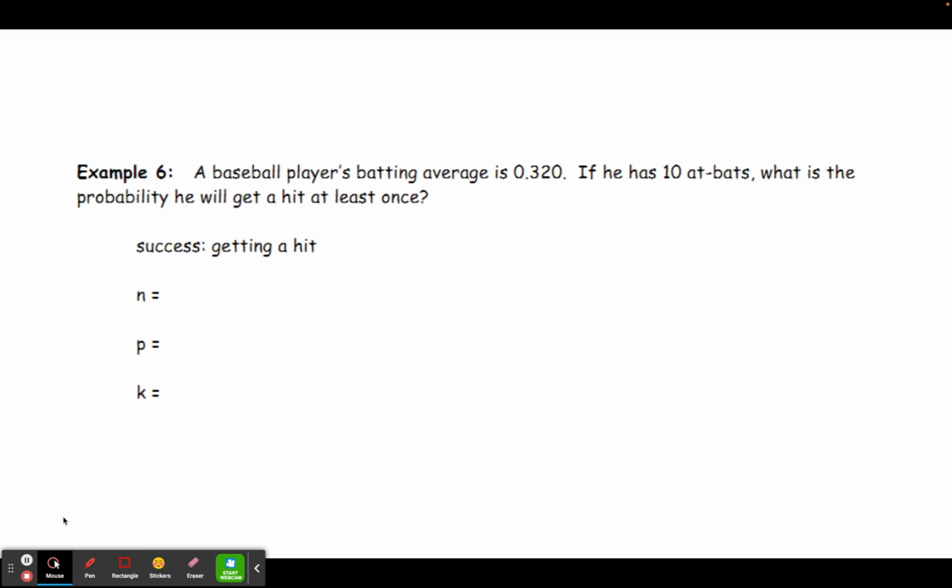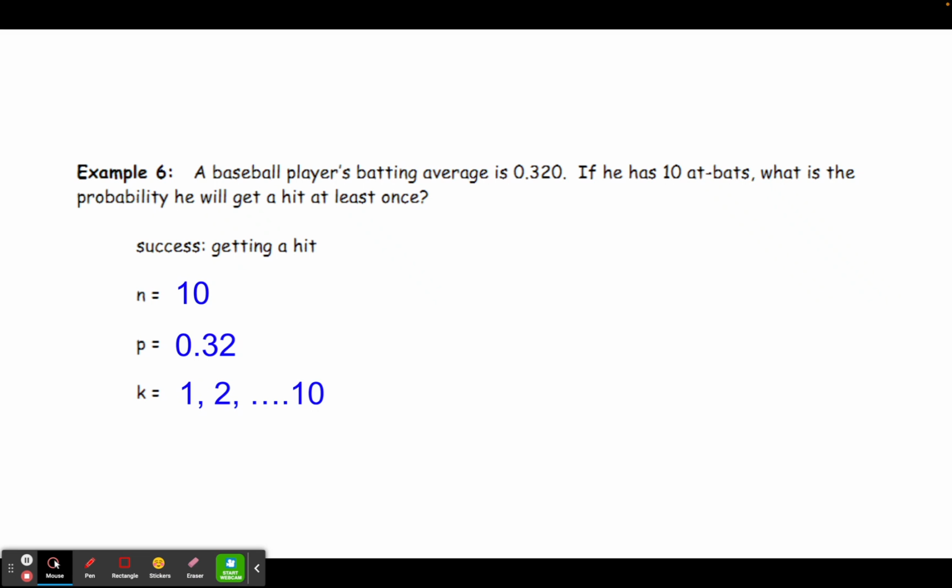A baseball player's batting average is 0.320. That means he has a 32% chance of getting a hit. If he has 10 at-bats, what is the probability he will get a hit at least once? In this case, success is getting a hit. He has 10 attempts because he has 10 at-bats. Probability of success is 0.32. And K, again, it says at least 1. It would be anything including 1, 2, 3, 4, and anything up to and including 10, which would be 10 separate probabilities that we would have to calculate.